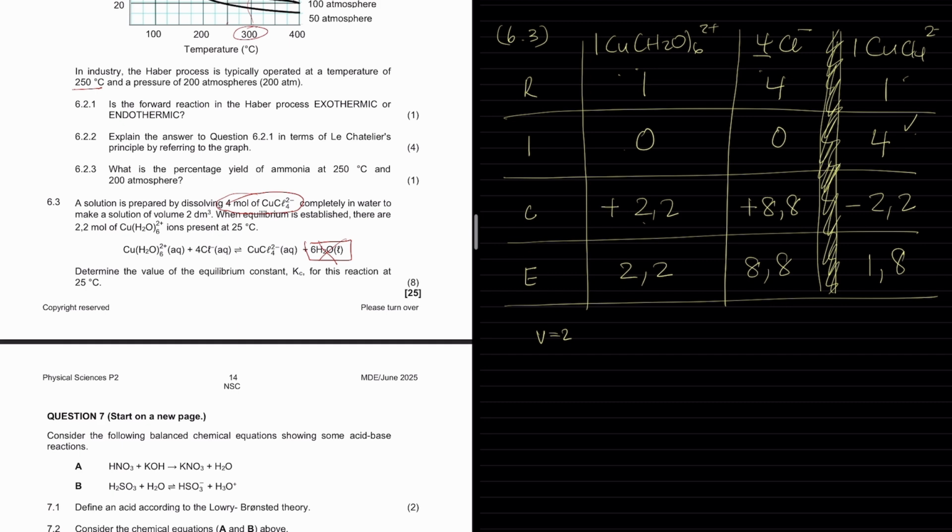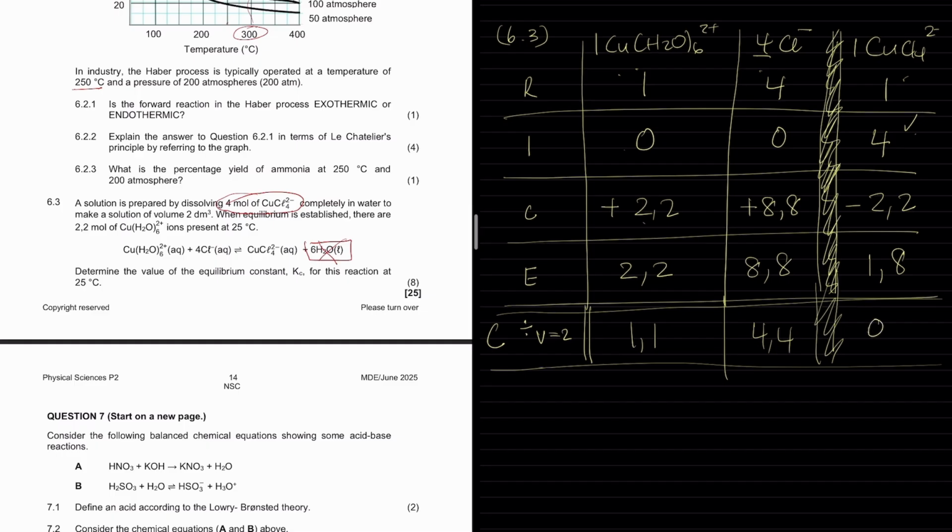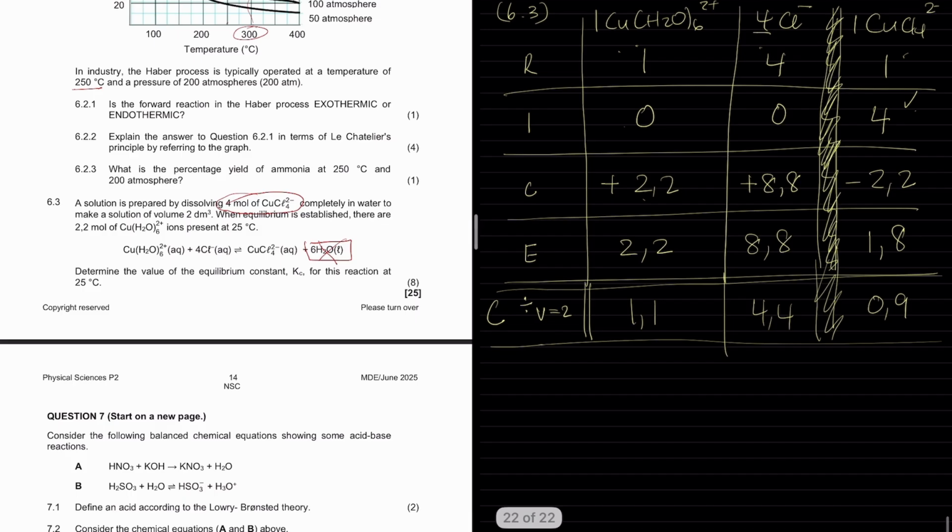So let's add another row. We'll add a concentration row here. To get concentration, all you need to do is divide by the volume. So 2.2 divided by 2 is 1.1, 8.8 divided by 2 is 4.4, and 1.8 divided by 2 is 0.9. Now we can calculate Kc.